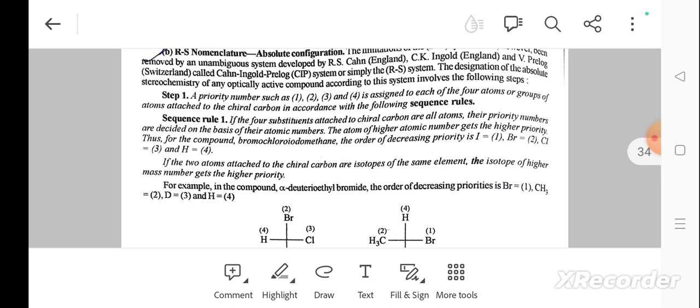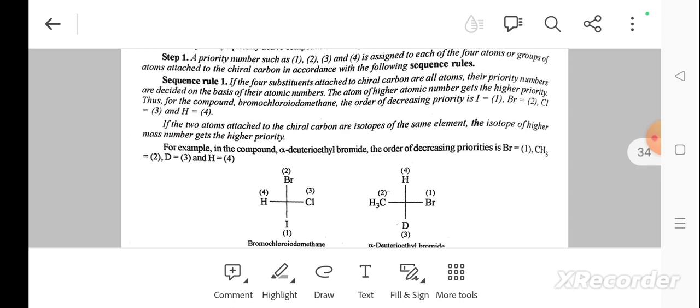First, a priority number such as 1, 2, 3, 4 is assigned to each of the four atoms or groups of atoms attached to the chiral center in accordance with the following sequence rules. Sequence rule 1: if the four substituents attached to the chiral center are all atoms, their priority numbers are decided on the basis of atomic number. The atom of higher atomic number gets higher priority. Thus, in the compound bromochloroiodomethane, the order of decreasing priority is: iodo first, bromo second, chloro third, hydrogen fourth.